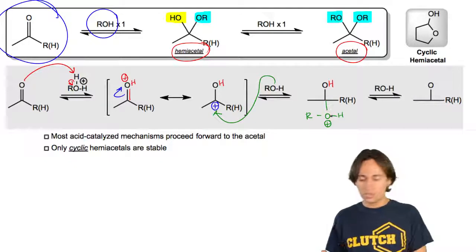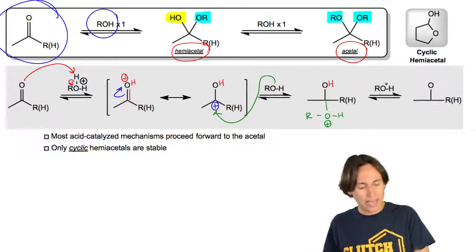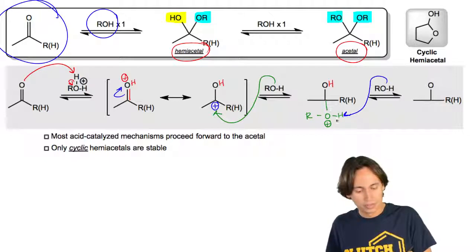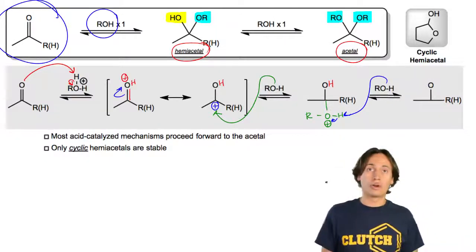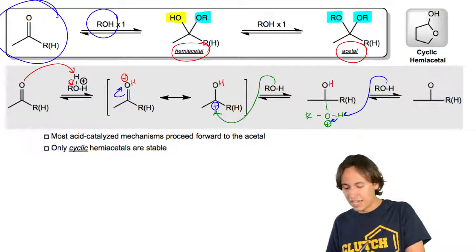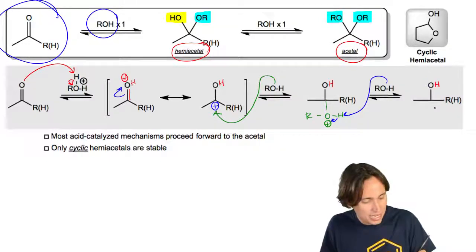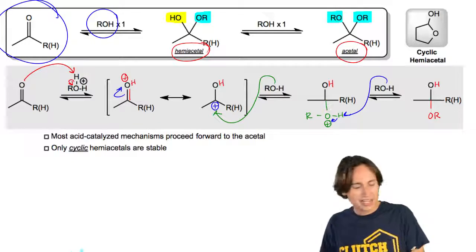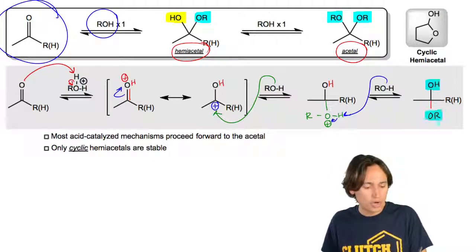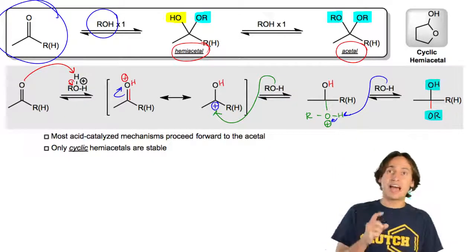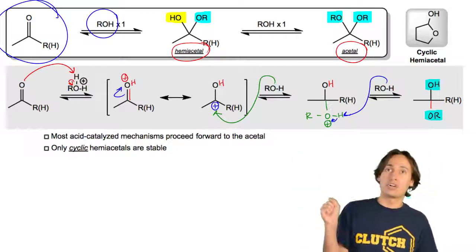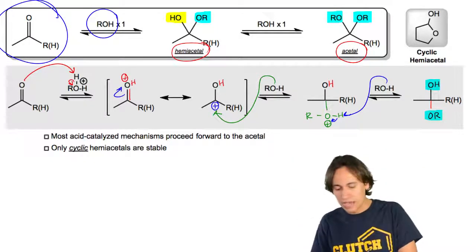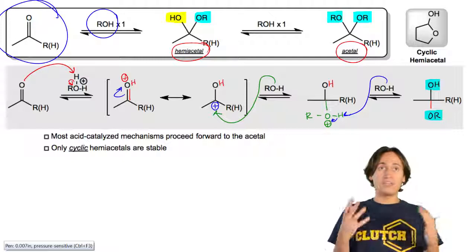Lastly, we're going to use an equivalent of alcohol to go ahead and deprotonate that OR group. And what we're finally going to get is our hemiacetal, which is OH, OR, and I see that I have an OH and an OR attached to the same carbon. That is the same as the hemiacetal that I have drawn there in the middle. Okay? Now, a few other things before we end this video.